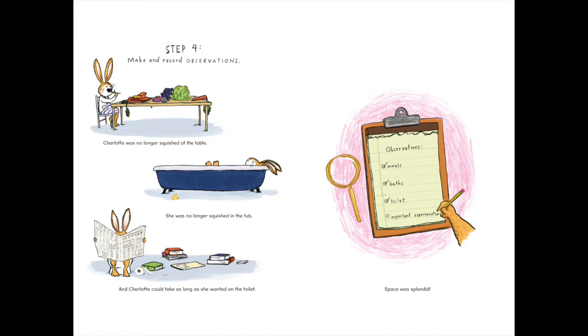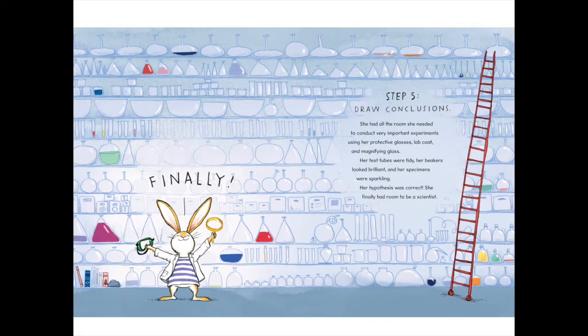Step 4, make and record observations. Charlotte was no longer squished at the table. She was no longer squished in the tub, and Charlotte could take as long as she wanted on the toilet. Observations: meals, check. Baths, check. Toilet, check. Important experiments. Space was splendid. Oh, she thinks it's such a wonderful experience to be by herself. Look at her. Finally!